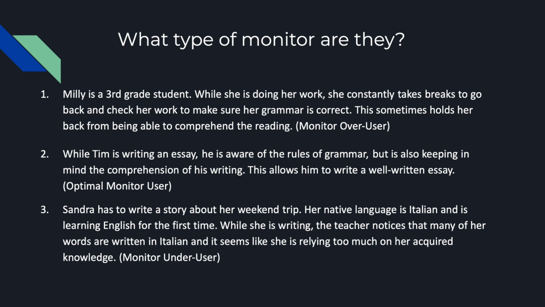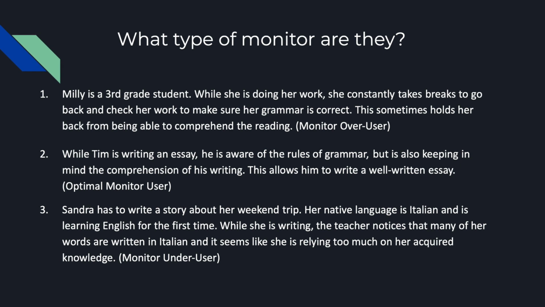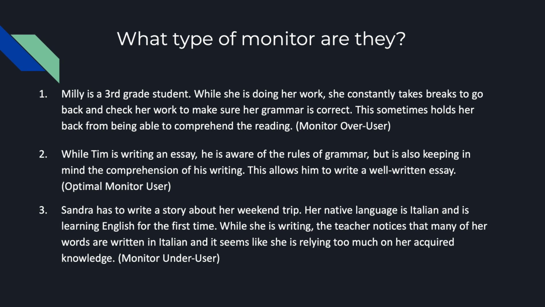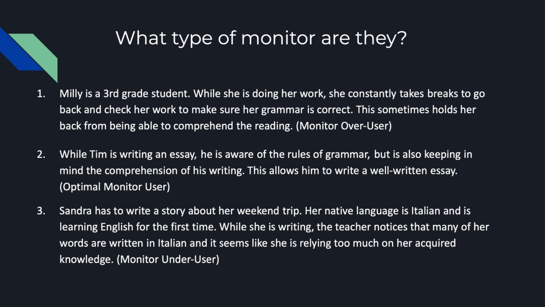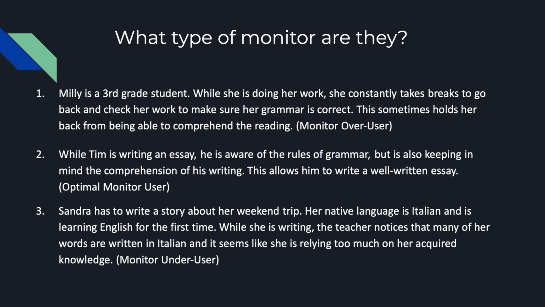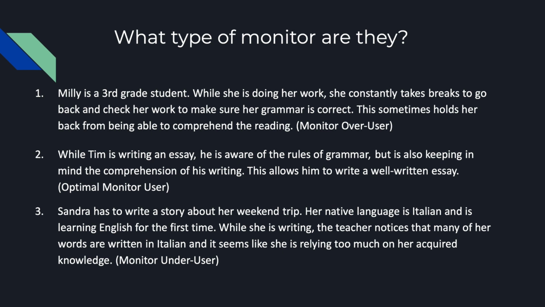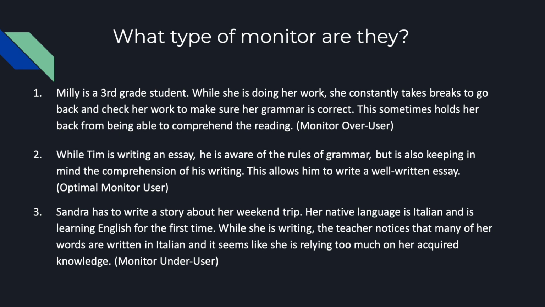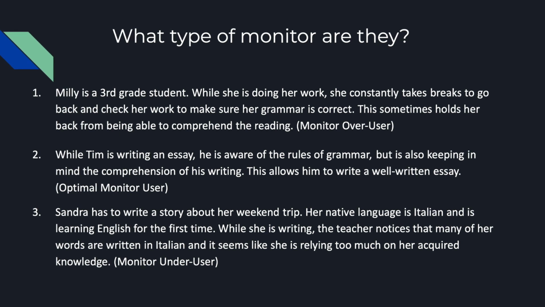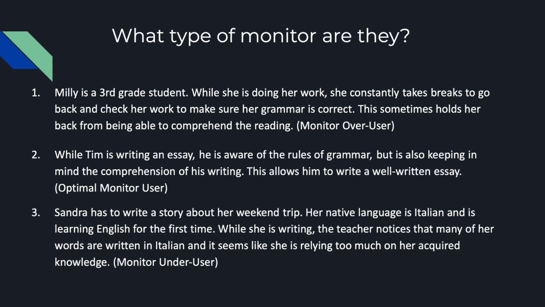Okay, so now we're going to look at a couple of different examples of monitors being used in the classroom. So for the first example, it says, Millie is a 3rd grade student. While she is doing her work, she constantly takes breaks to go back and check her work to make sure her grammar is correct. This sometimes holds her back from being able to comprehend the reading. So this is an example of a monitor overuser. We can see that she is obviously overusing her monitor here to go back continuously and check her work over and over again, which ultimately affects her comprehension of the work that she's doing. So that is why she is a monitor overuser.